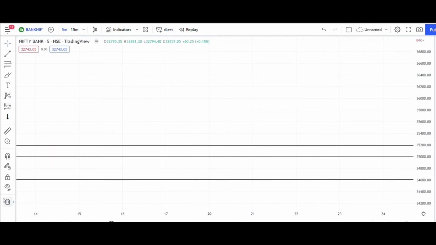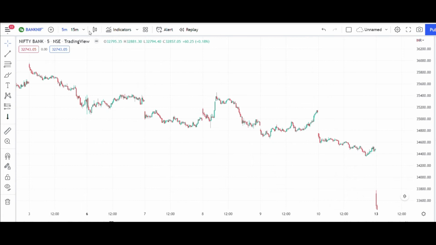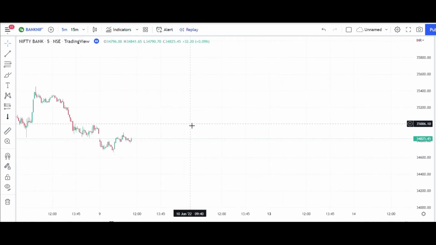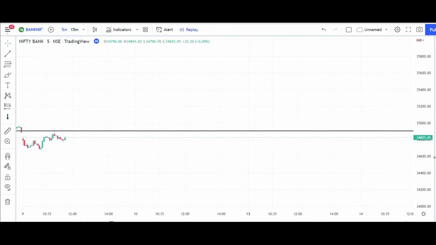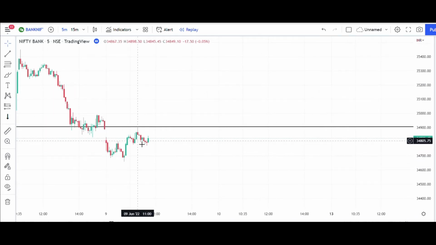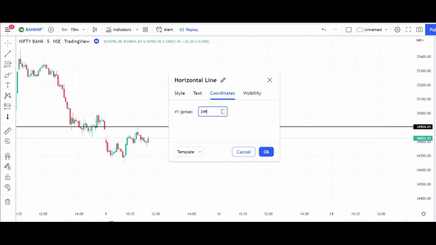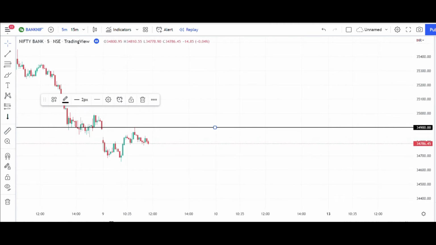Let me give you one example with the real chart. Let's say you are watching the chart on the 5-minute time frame, and you want to take the entry if it breaks the high of this candle. The high of this candle is almost 34,898. Let me put the perfect coordinate. So 34,900 is your round figure. You want the buy trade once the price goes above it. Let's see if it gives the breakout.